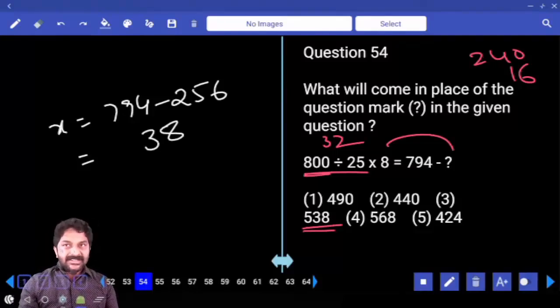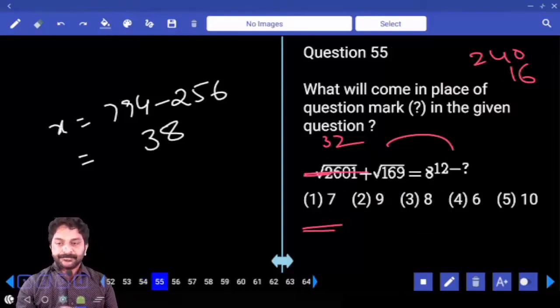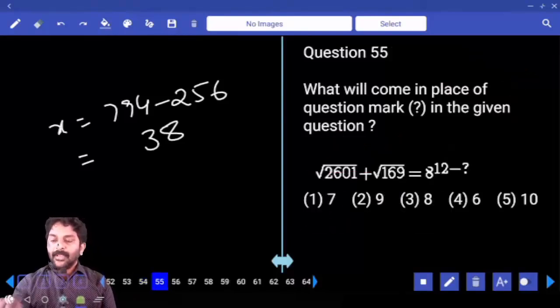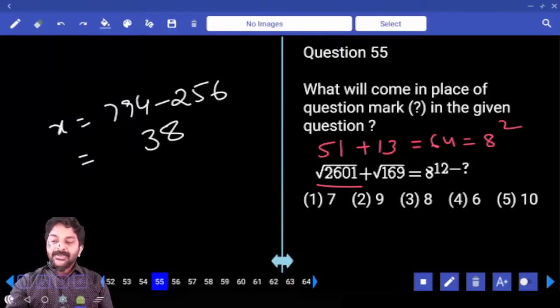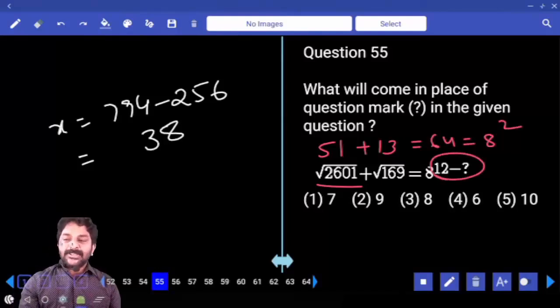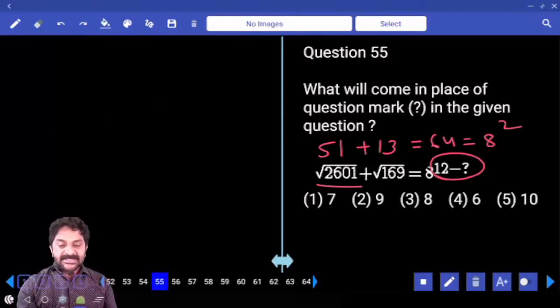First we verified last digit, 2 options are there. Then we verified last 2 digits. Under root of 2601, 51 plus 13. How much is this? 64. 64 can be written as 8 square only. So exponent must be same. 12 minus x must be equal to 2. X is 10.